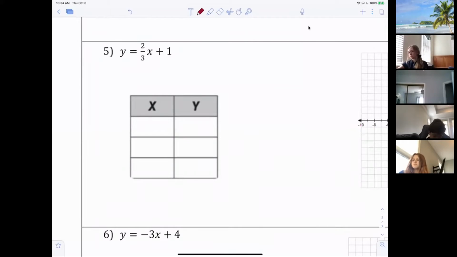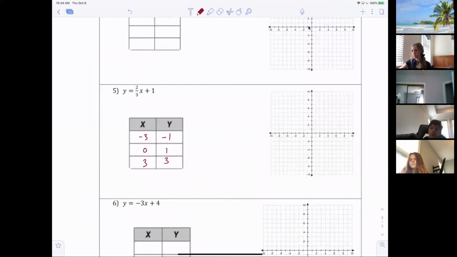Right. So now, what numbers did I want to plug in for x? -3, 0, 3. Yes, and when you plugged in -3, we got what? -1, 1, 3. Okay, now plot those points. Everybody's got to plot the points on the graph, and then draw the line, and then compare that with the graph. Don't type in -1 because it's a fraction.